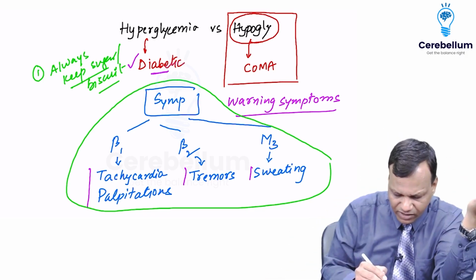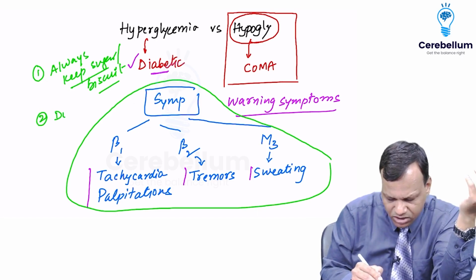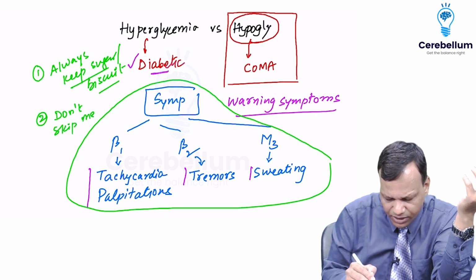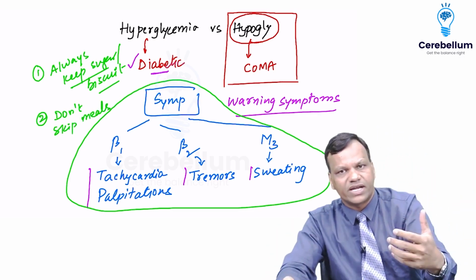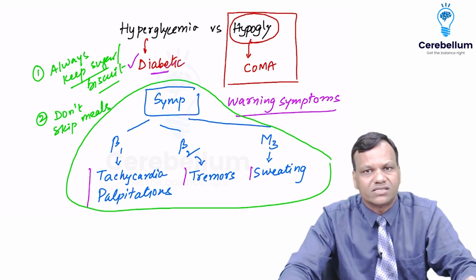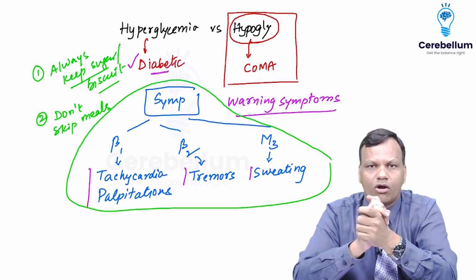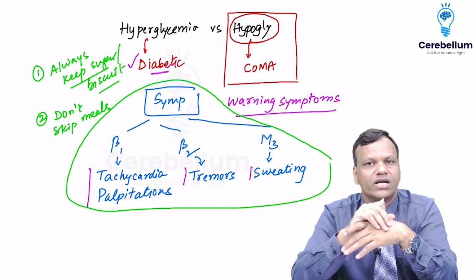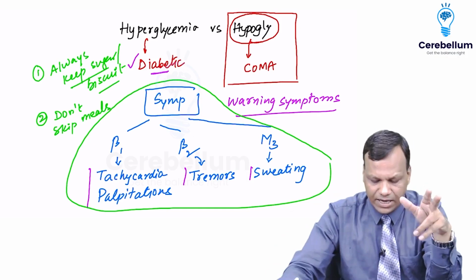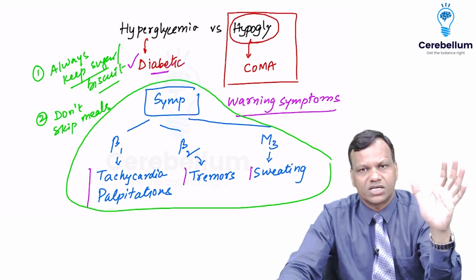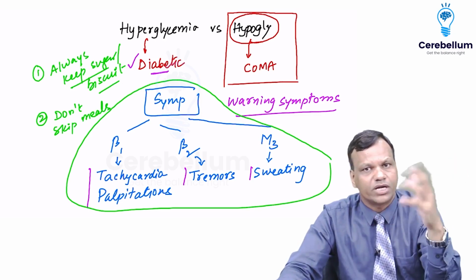Okay. And second advice we always give is, do not skip meals, because that is the major reason of developing hypoglycemia. Person has taken anti-diabetic drug, but person forgot to take meals. There is a risk of hypoglycemia. So a diabetic patient should always continue meals at a regular interval. Do not skip them. And second, they always should keep sugar or biscuit. Whenever warning symptoms come, the person should take.